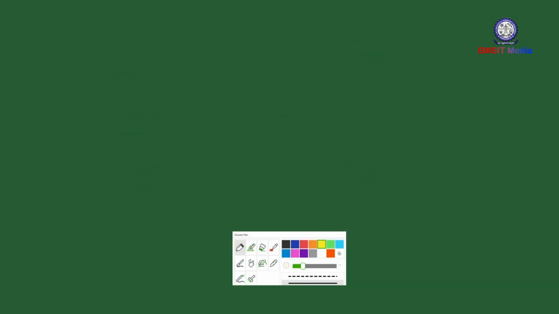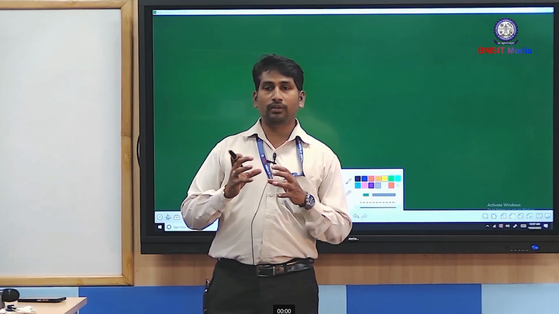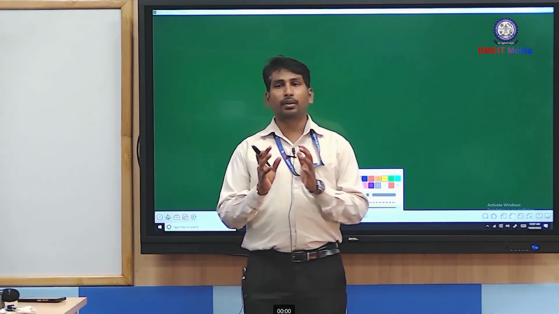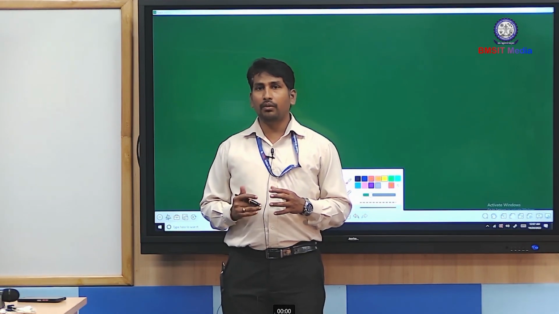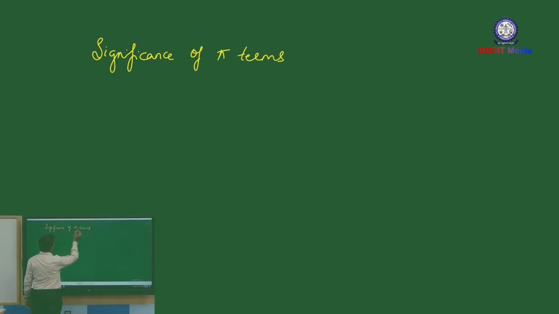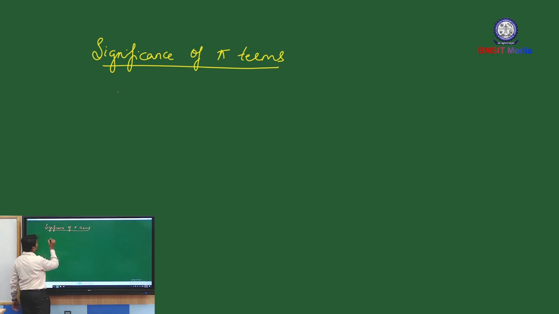Till now we have seen how to group variables properly and reduce the number of variables into the form of pi terms. Now we are going to see the significance of those three pi terms. What is the significance of pi terms? So how many pi terms do we have? We have three pi terms, where the first pi term is the flow coefficient, which is important only for the pump, that is Q by N D cubed.